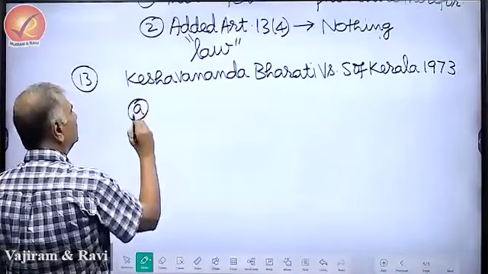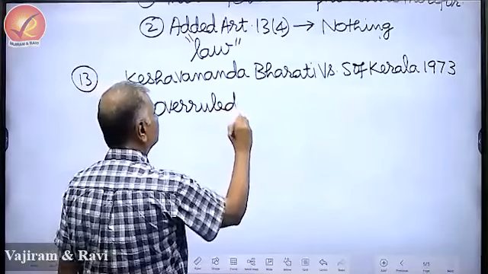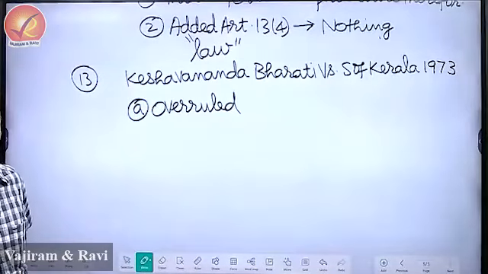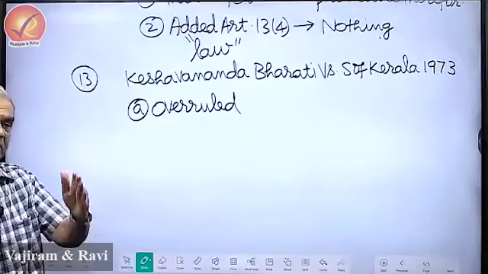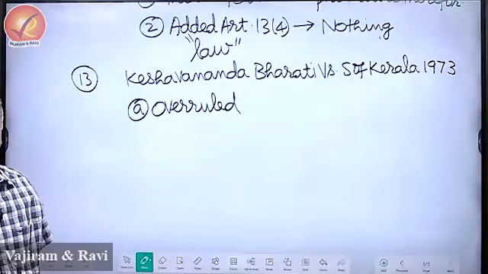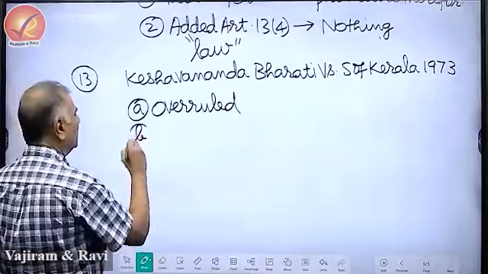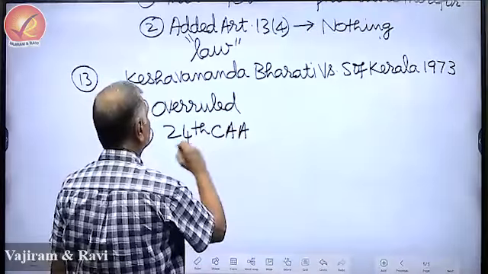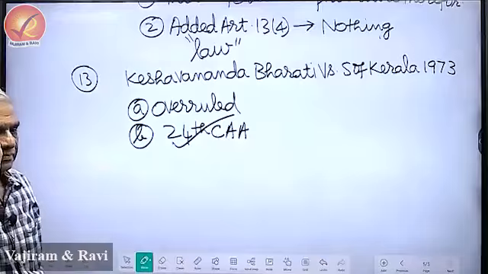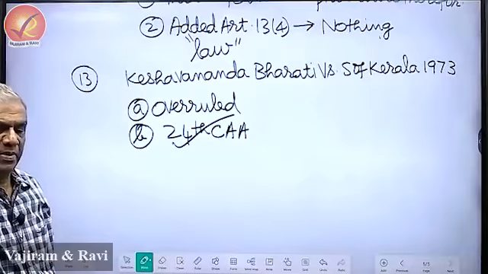The first is, it overruled its earlier decision in Golaknath case. Overrule means it set aside the Golaknath case decision. Then second, it held the 24th Amendment Act as constitutionally valid.